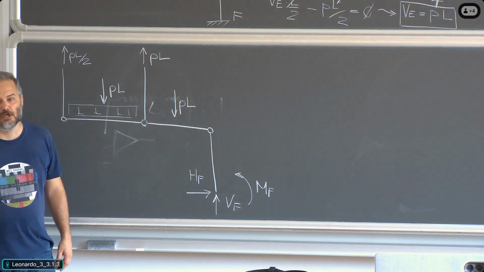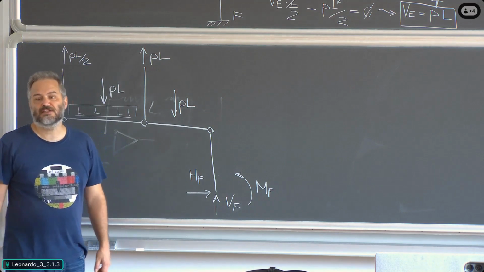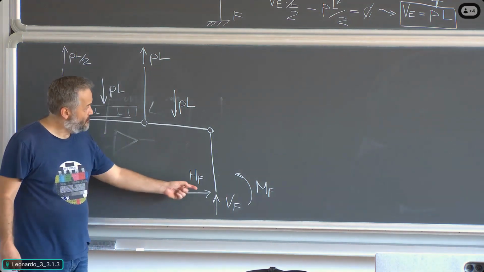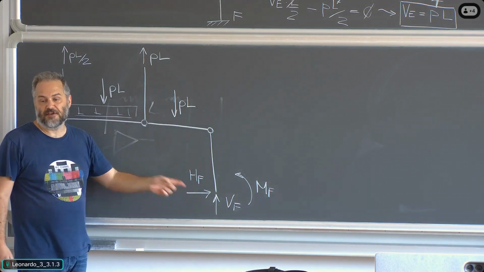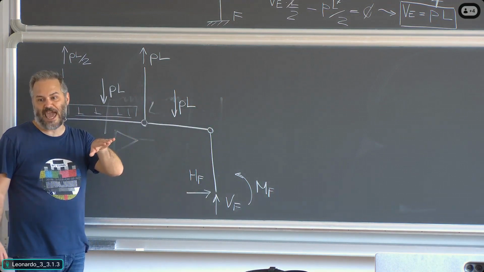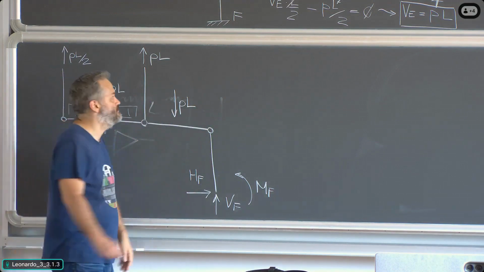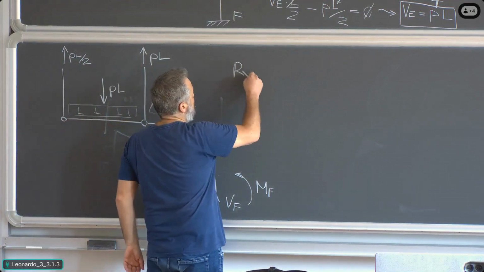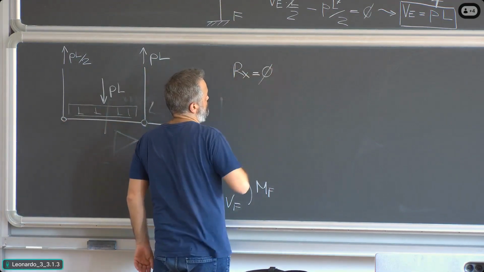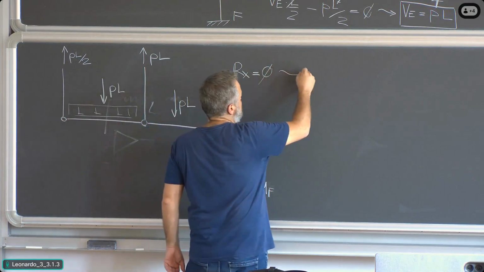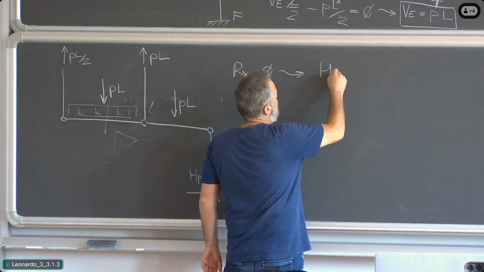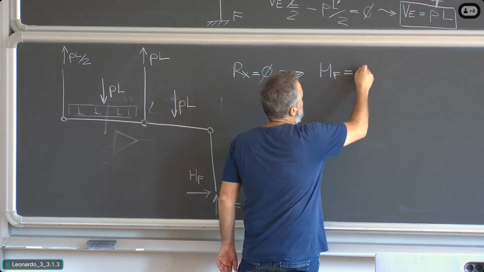Our first one is obvious. If you look at the structure, HF is the only horizontal force acting on the structure, which means if I write Rx equals 0 of the whole structure, this immediately leads to HF equal 0.